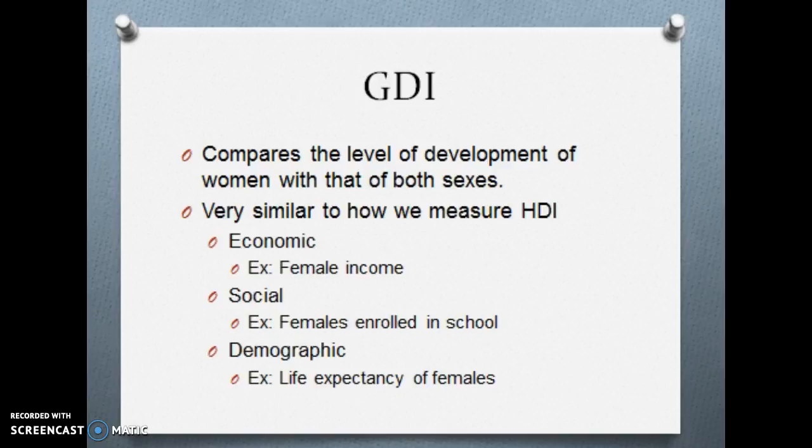Another element that we look at for the GDI is social. So how many females are enrolled in school, and how many years of expected education. And the last one is demographic factors, looking at the life expectancy of females.